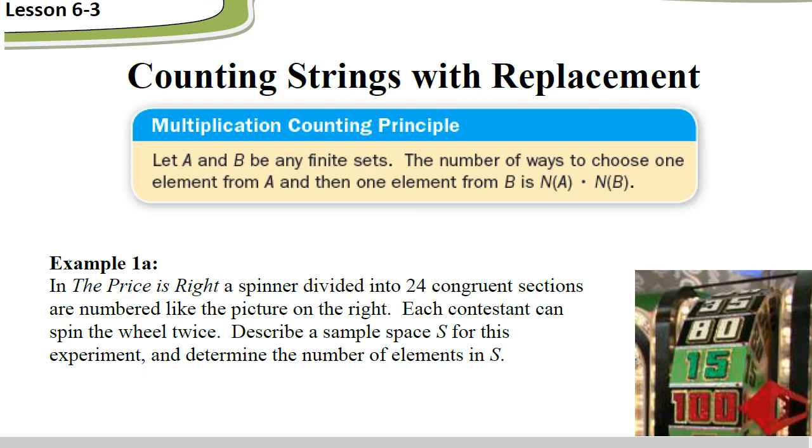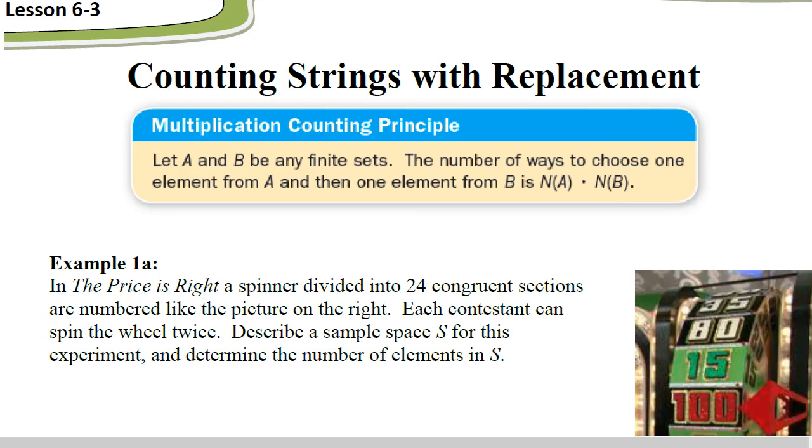So to distinguish, this is the multiplication counting principle, which says that if we want to find the number of ways to choose one element from event A, and then one more element from event B, we would multiply those two numbers of expected outcomes. So here we're choosing one item and another, as opposed to the addition counting principle, which looks at selecting an element from one set A or from the other set B. So make sure you don't get these confused.